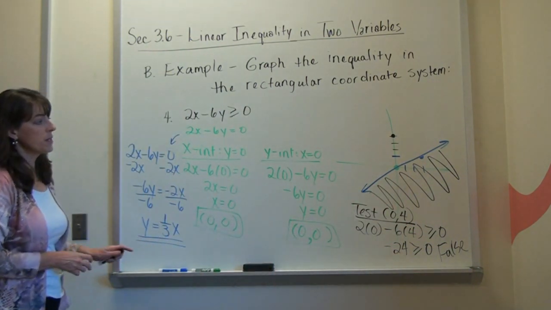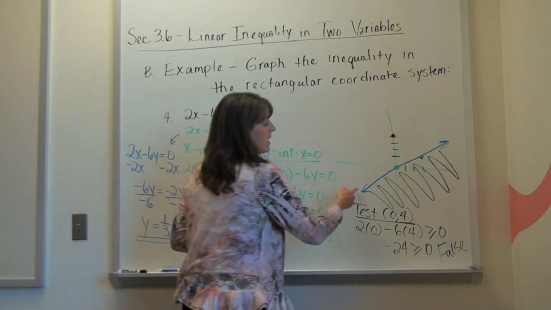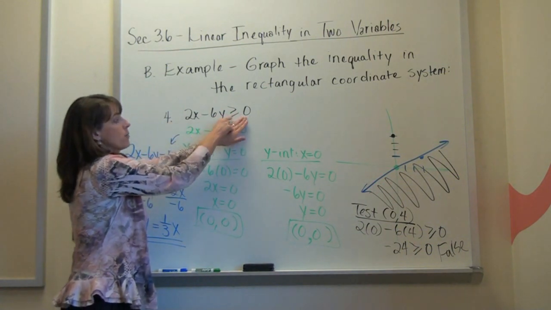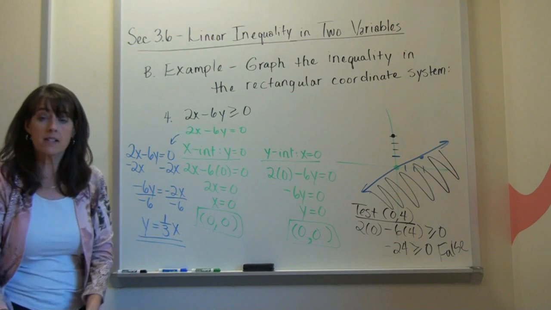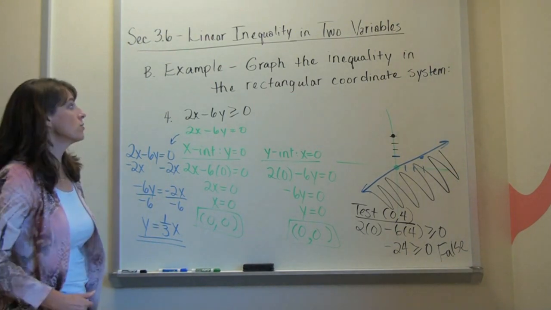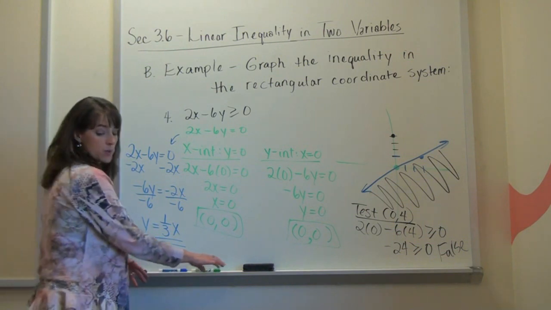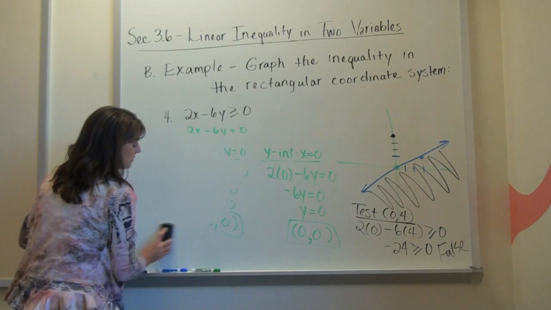And then that is going to be the picture representation of everything that does work in that inequality, remembering that everything on the line will work because everything on the line will create a 0, but it's okay for it to be 0. So that's how you graph your linear inequalities in 2 variables in that rectangular coordinate system. And what we're going to do now is we're going to take a look at horizontal and vertical lines and see what happens there.